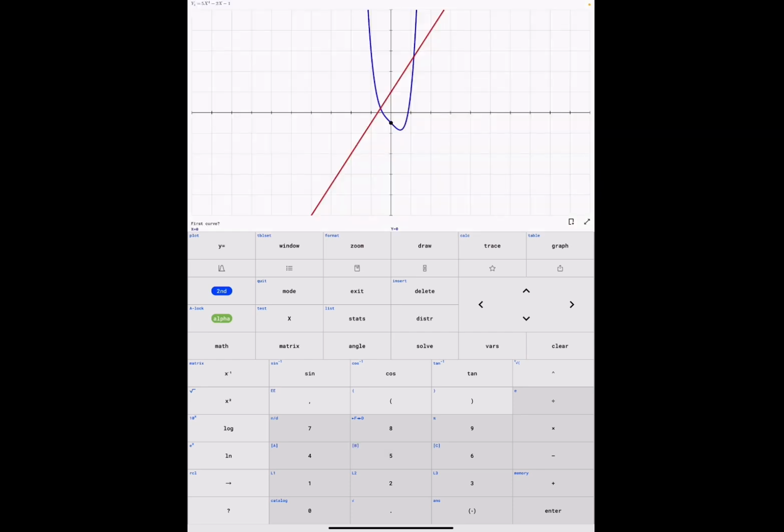And you just do the same again for the other intersection point. Second curve is there, and the estimate is there. And then the intersect is at x equals 1.15, y equals 5.5. And that's how you solve equations using a calculator.